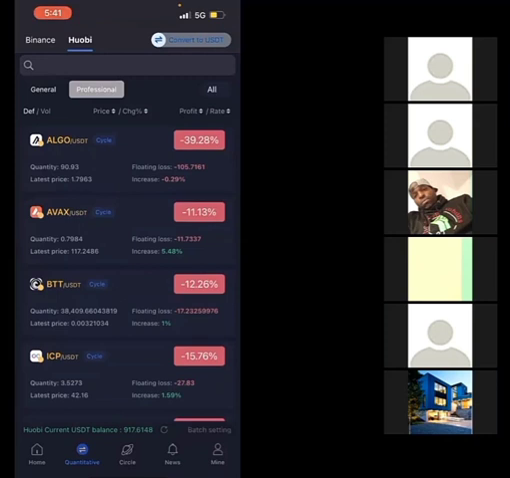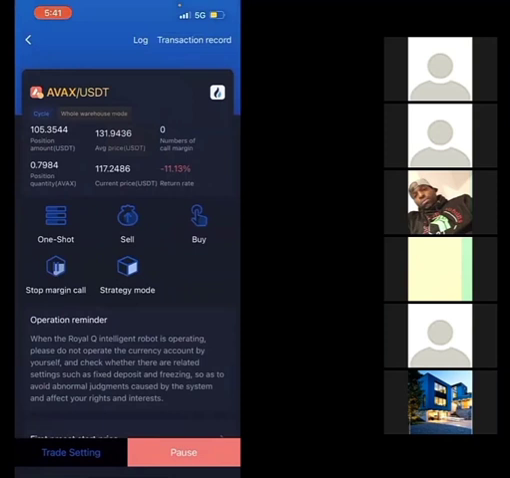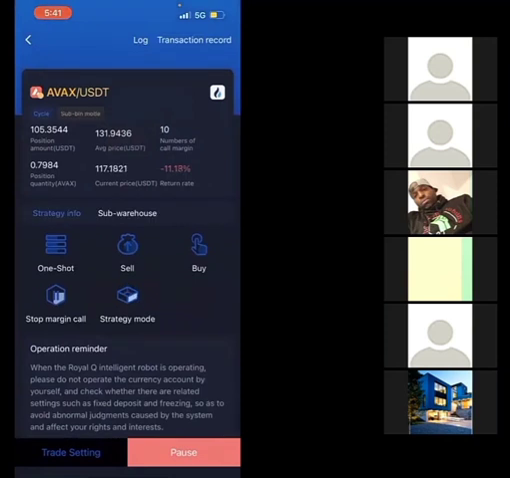Let me break this down a little more. I'm going to click on AVAX. So just look at this real quick. You see these numbers moving. You're like, oh my gosh, what is this? I'm going to break down one concept for you. I wanted to explain how this robot only makes you a profit. It is not designed to make you a loss. However, it is going to show you what's going on in the market.